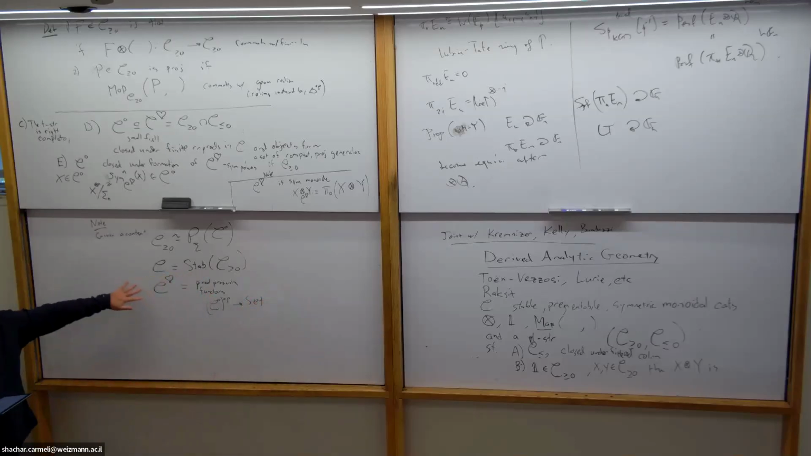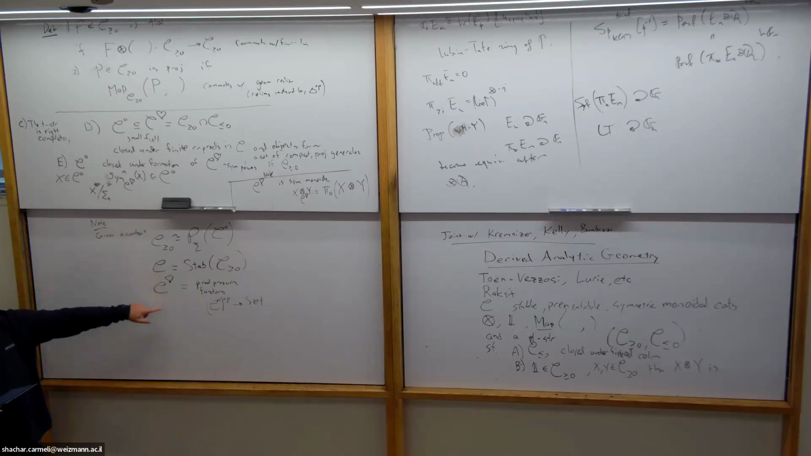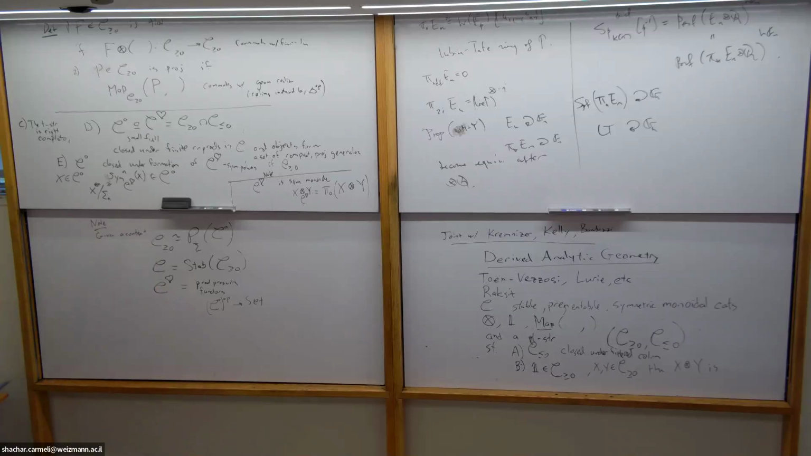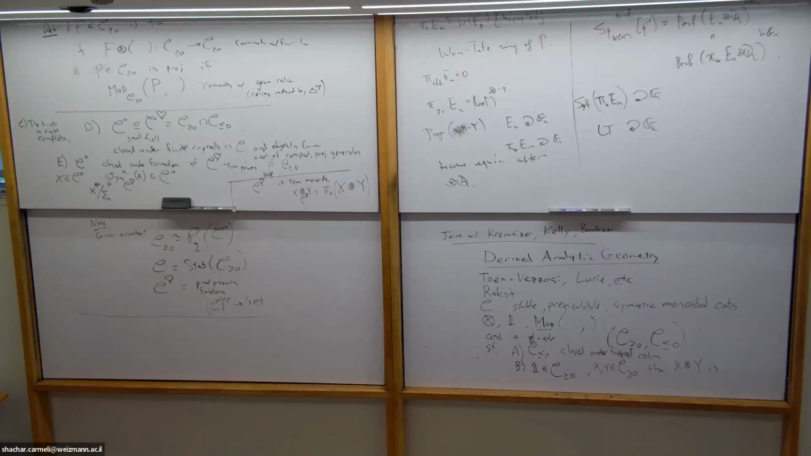So C♥ is the one-categorical version of C≥0, where I just go to sets instead of spaces. So C₀ will be something like vector bundles over your geometric thing? Yes, projectives. I'm going to give an example in a second where it's something more interesting.